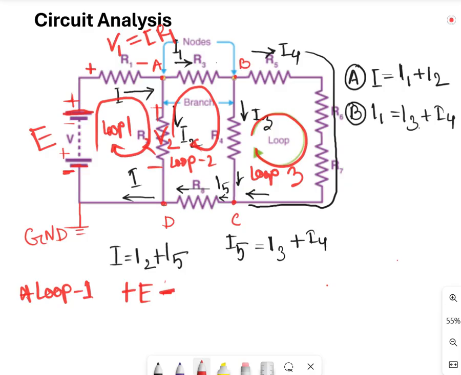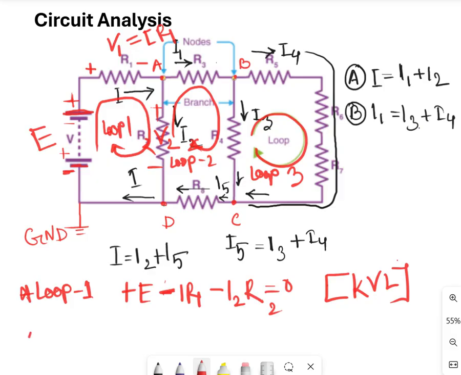So what will be here? I and R1, right? Similarly for V2, entrance is positive and exit is negative, so of course the negative. And here V2 is equal to I2 and R2. So E minus I R1 minus I2 R2 is equal to 0. This is actually the law of KVL, Kirchhoff's voltage law.